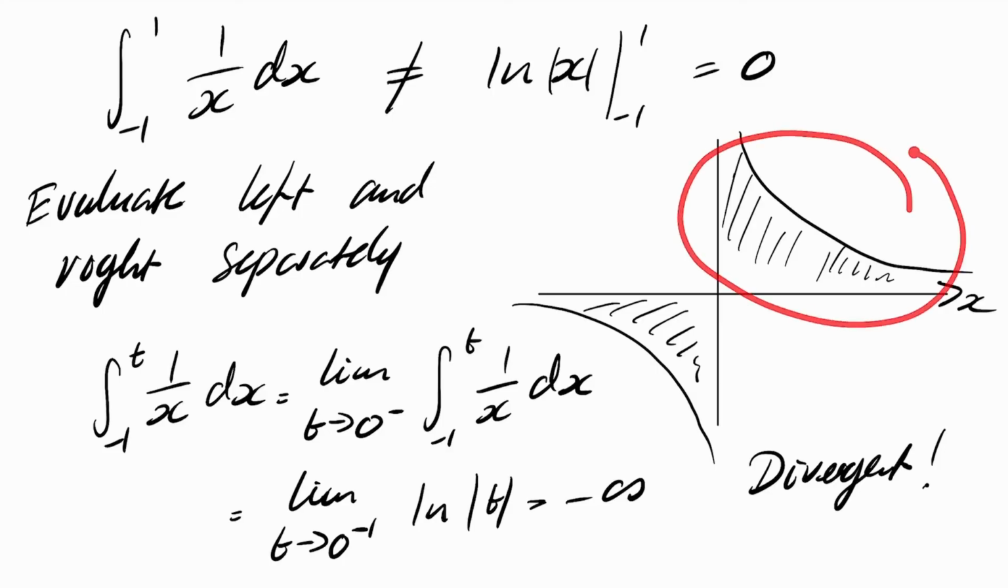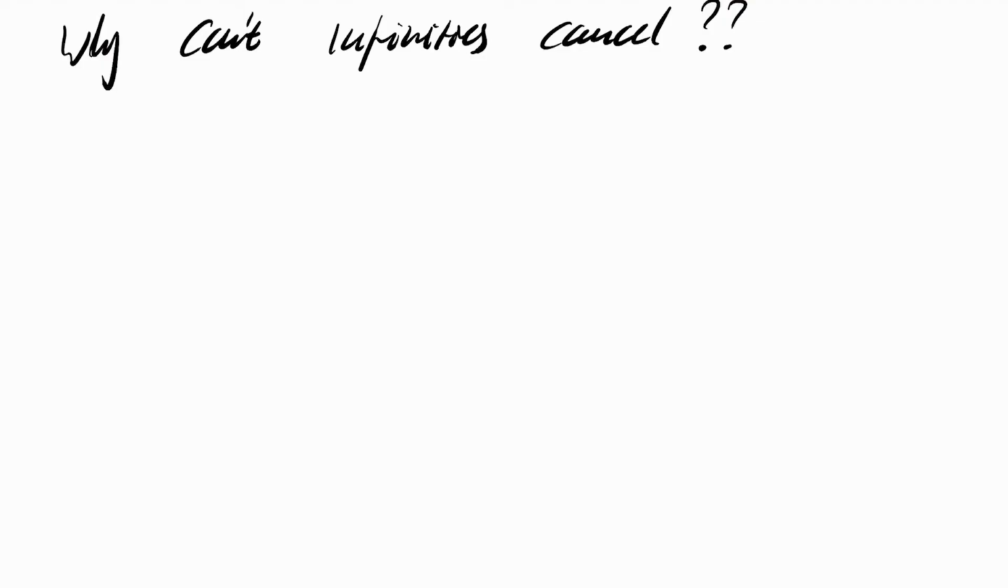And these two areas do not cancel out. You might think that because this area here and this area here must be the same through symmetry, they would cancel, but they don't cancel when we're evaluating this integral. It's a really important concept, this, that infinities can't cancel like this. So it seems completely counterintuitive.